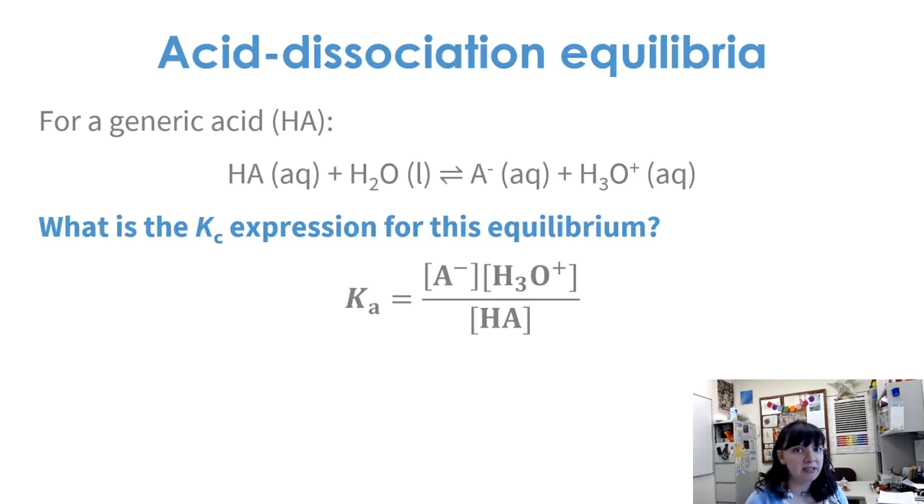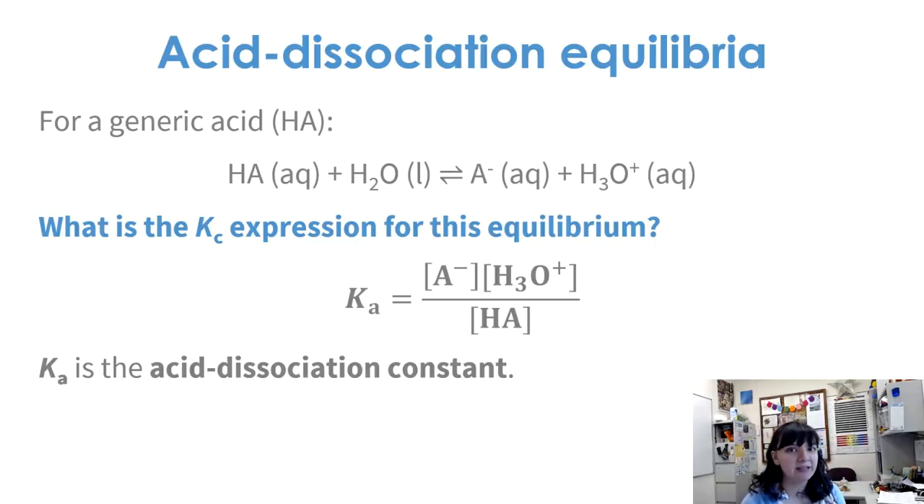Now here I've labeled this as Ka rather than Kc. This is known as the acid dissociation constant. So it's just a specific equilibrium constant applied to a specific type of reaction. When we have an acid dissociation reaction like this one, it has some associated Ka value to it.